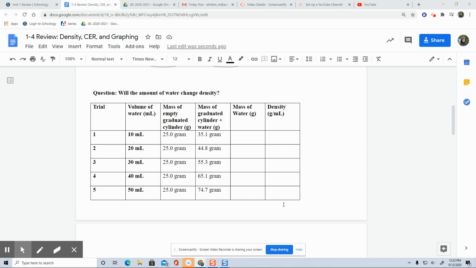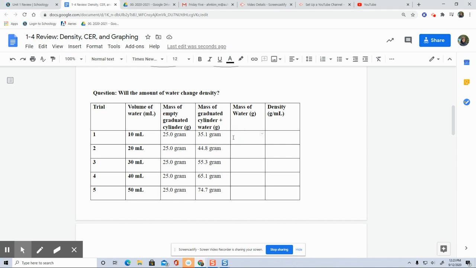Okay, this data shows a student measuring the volume and the mass of water. In trial one, the student used 10 milliliters of water and he massed an empty graduated cylinder and it turned out to be 25 grams without the water. But when he poured water into the cylinder, the final mass was 35.1. In this case, we can say that the mass of water is basically 35.1 minus the empty cylinder.